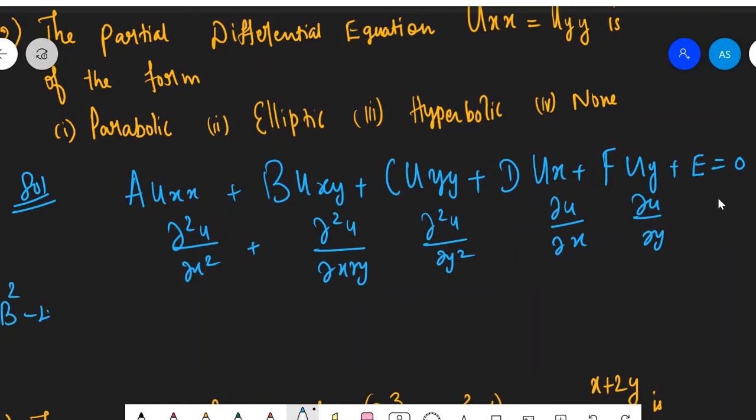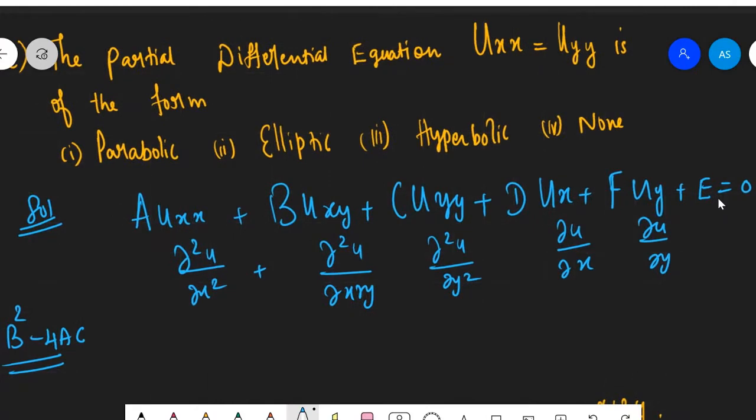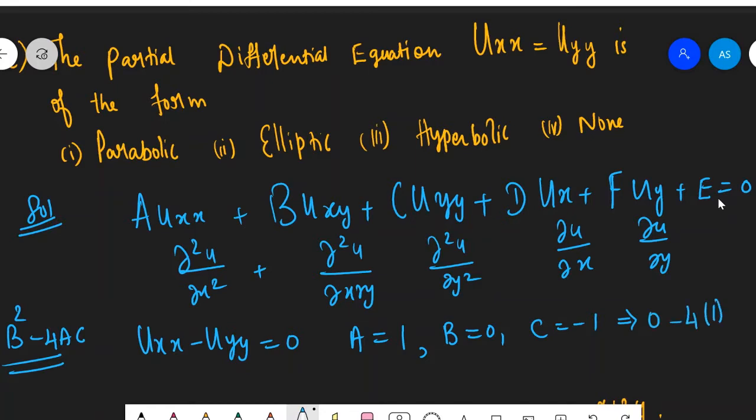So the condition is b square minus 4ac. We have to check the value of b square minus 4ac. In this given problem, can be written as u double x minus u y y equals 0. So here the value of a is 1. The u x y term does not appear here, so the value of b is 0 and c value is minus 1. Substitute the values in b square minus 4ac. So 0 minus 4 into a is 1, c is minus 1. So positive 4. So which is greater than 0?